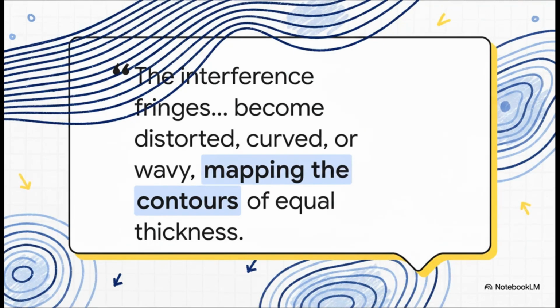This quote just nails it. If a surface isn't perfect, that pattern of light and dark lines, the fringes, gets all wavy and distorted. It literally creates a contour map of tiny microscopic bumps and dips. How cool is that? We're using waves of light to visualize details far too small for our eyes to even notice.